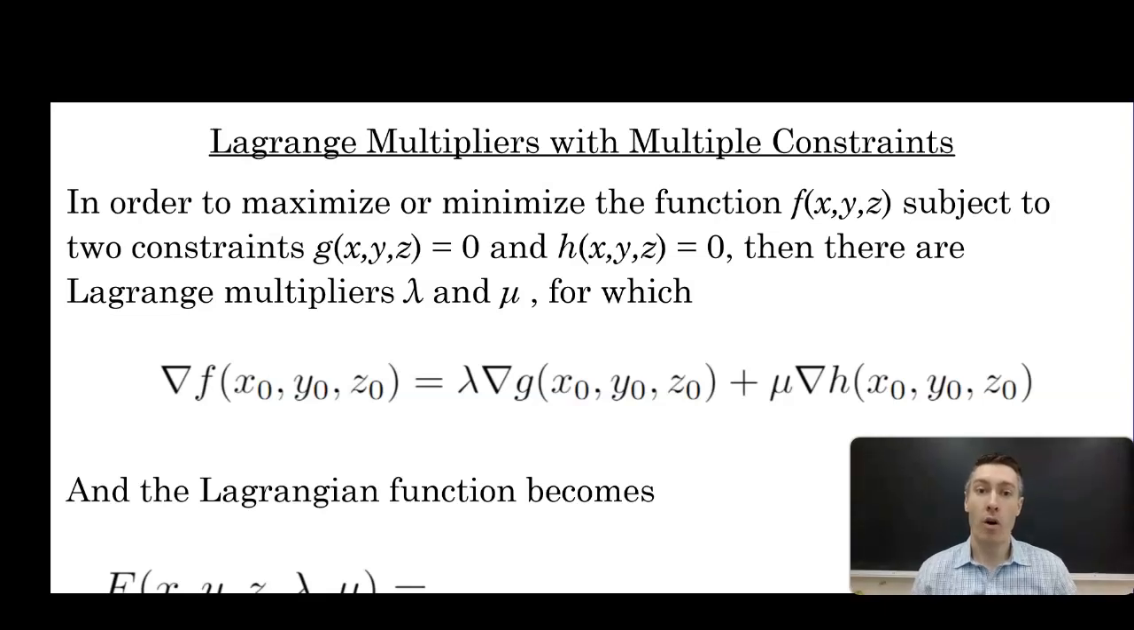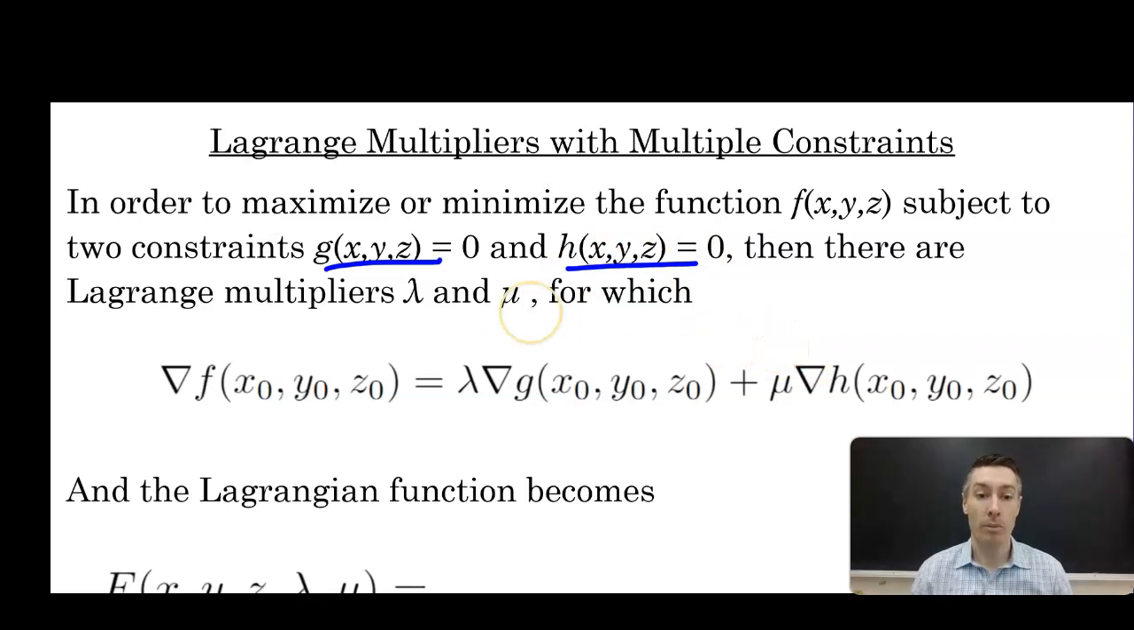In this video, we are going to learn how to extend the method of Lagrange multipliers to multiple constraints. When looking at applications of Lagrange multipliers, this is a more realistic situation. So in order to maximize or minimize the function f of x, y, z, subject to two constraints now, g of x, y, z equaling 0 and h of x, y, z equaling 0. So we now have two constraint curves. So we have g and h, and the point has to be on both of those constraints.